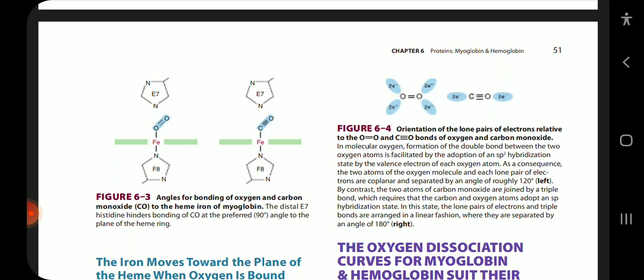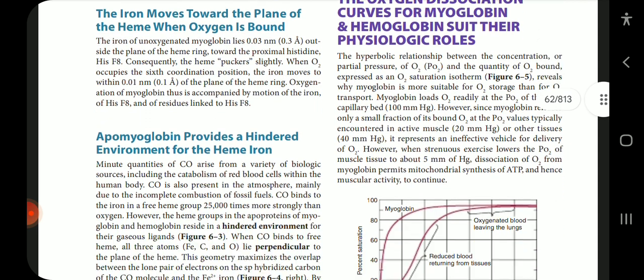In molecular oxygen, formation of a double bond between the two oxygen atoms is facilitated by the adoption of the sp2 hybridization state by the valence electrons of each oxygen atom. As a consequence, the two atoms of the oxygen molecule and each lone pair of electrons are coplanar and separated by an angle of 120 degrees. By contrast, the two atoms of carbon monoxide are joined by a triple bond, which requires the carbon and oxygen atoms to adopt an sp hybridization state. In this state, the lone pairs of electrons and triple bond are arranged in a linear fashion, where they are separated by an angle of 180 degrees.